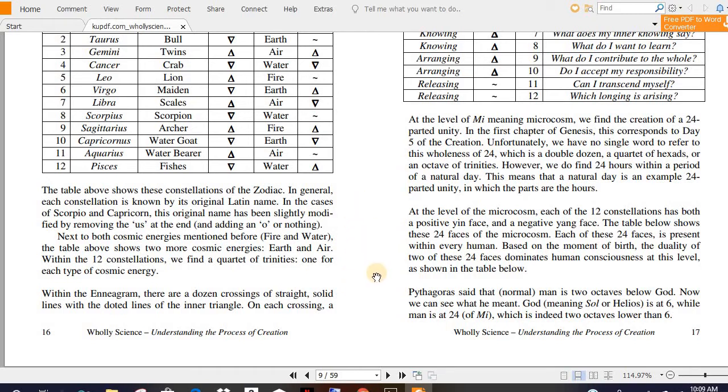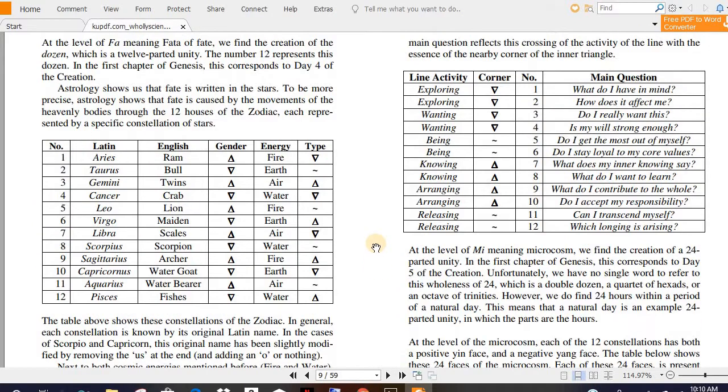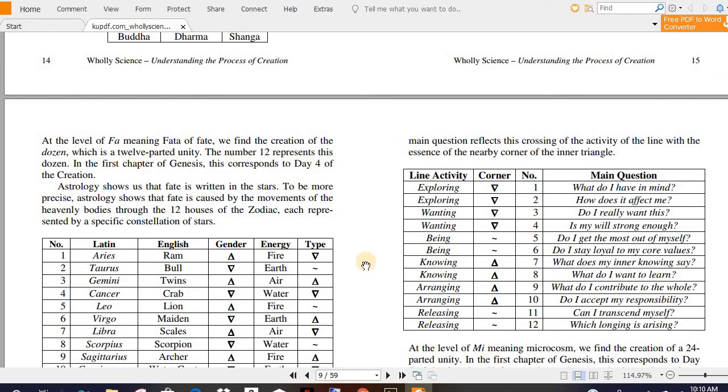Wouldn't call that coincidence. Within the enneagram, there are a dozen crossings of starlight, solid lines with the dotted lines of the inner triangle on each crossing. A main question reflects this crossing of the activity of the line with the essence of the nearby corner of the triangle. So, exploring 1, what do I have in mind? Exploring, how does it affect me? Wanting, do I really want this? Wanting, is my will strong enough? Being, do I get the most out of myself? Being, do I stay loyal to my core values?